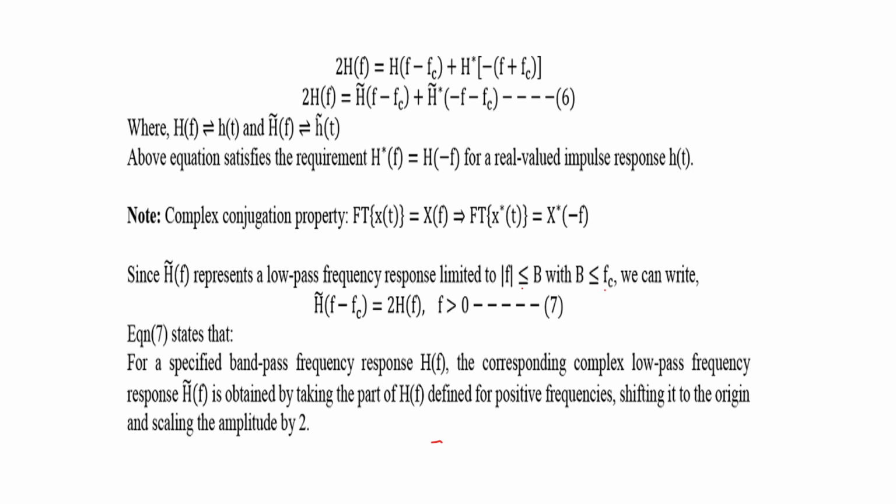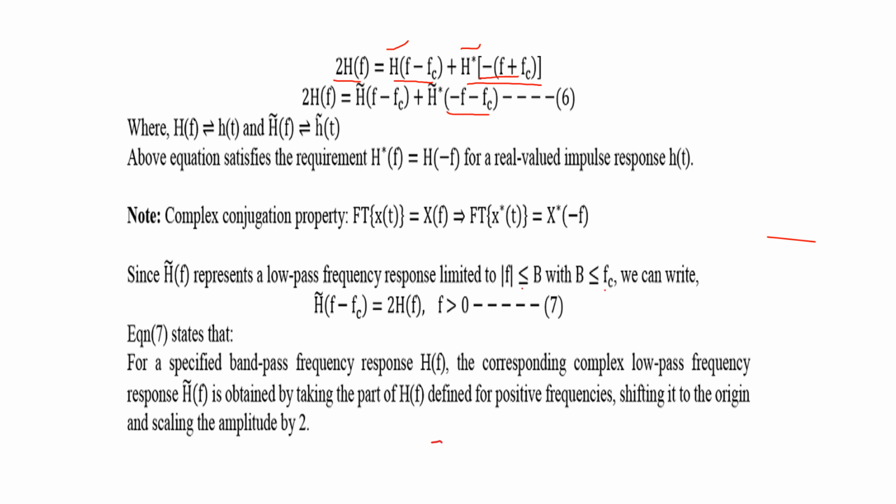2 into h of f. In place of h of t, we convert that into a Fourier transform, that is h of t into e to the power of minus j 2 pi fc t as h of f minus fc, and the conjugate of h of t as h conjugate of minus f plus fc. Now when you multiply the sign, it becomes minus f minus fc, and here h tilde of f minus fc plus h tilde conjugate of minus f minus fc.